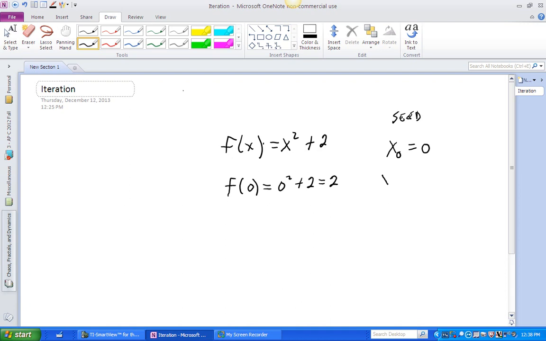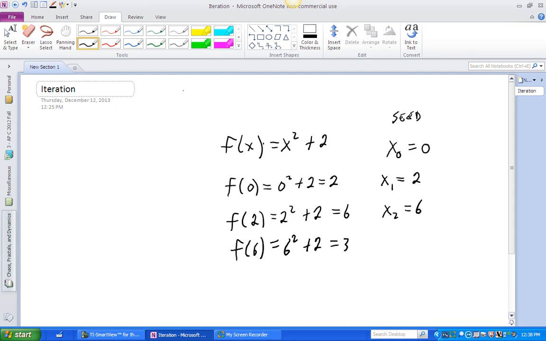So our seed was x0, and our first iteration gives us x1 is 2. So what we do next is we take that and we plug that in for x. So we have f of 2 equals 2 squared plus 2, which is 6. So x2, our second iteration, is 6. And we're curious to see usually what happens when we iterate. And right now we can see we've gone from 0 to 2 to 6, so now we'll get f of 6, which is 6 squared plus 2, which is 38.